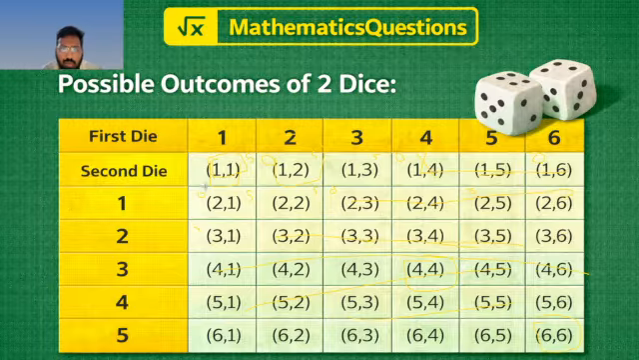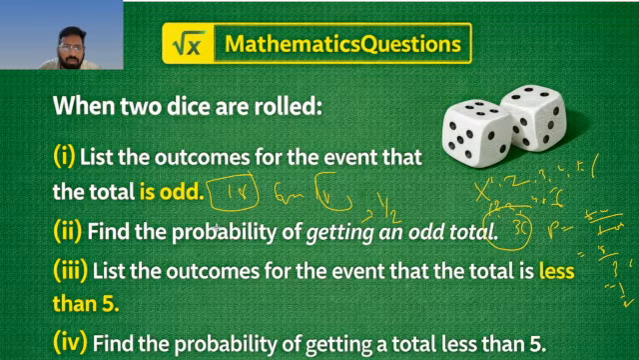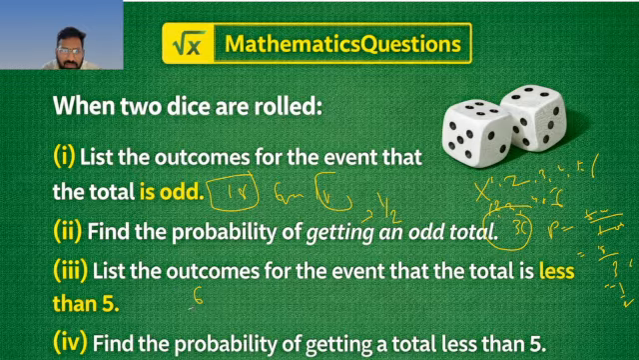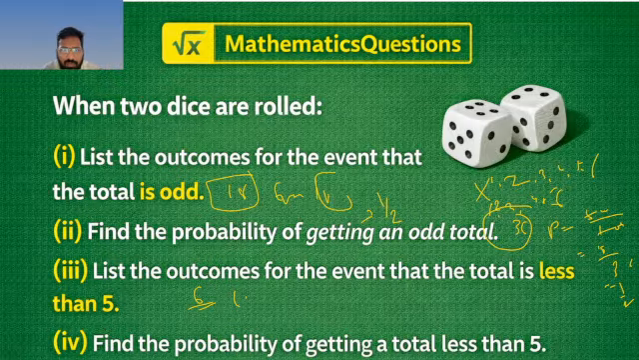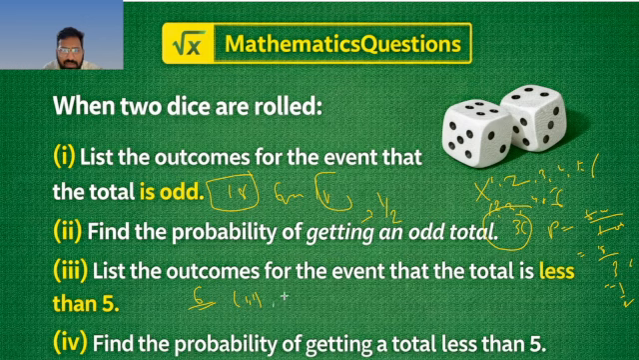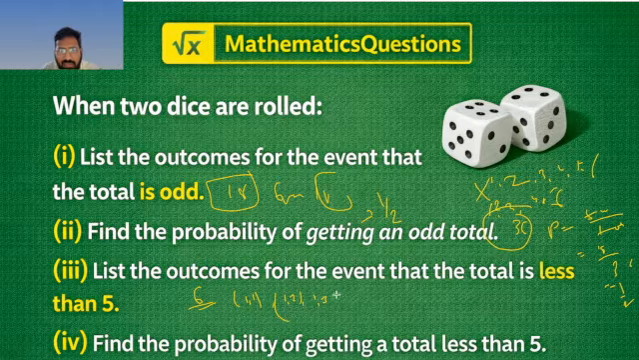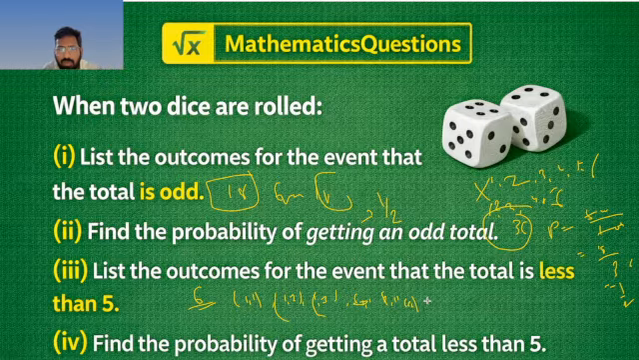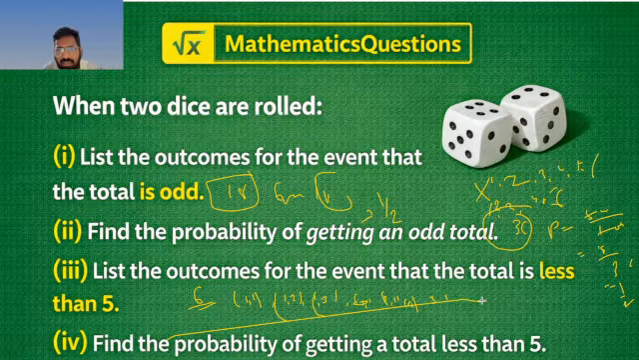So how many we got? We got 1, 2, 3, 4, 5 and 6. So total possible outcomes where the total is less than 5 is 6. We have to identify them. We have to write here 1 comma 1, 1 comma 2, 1 comma 3, 1 comma 4, no, 1 comma 4 you cannot take. So now 2 comma 1, 2 comma 2, then you will take 3 comma 1. These are the total possible 6.